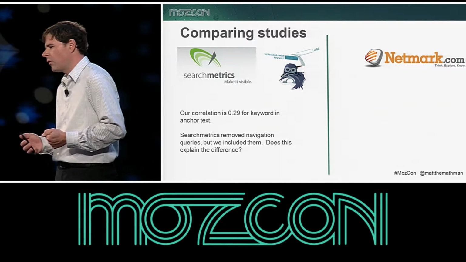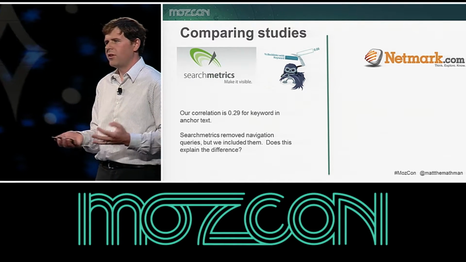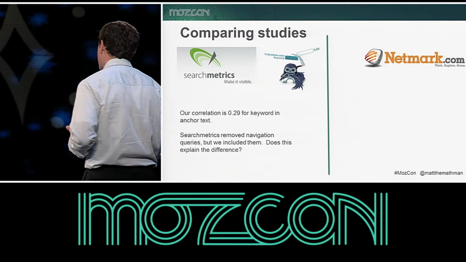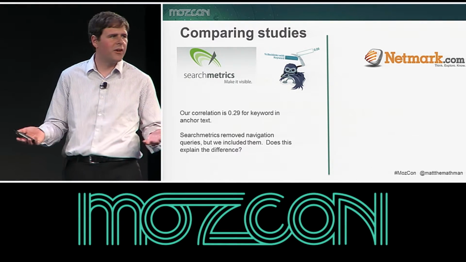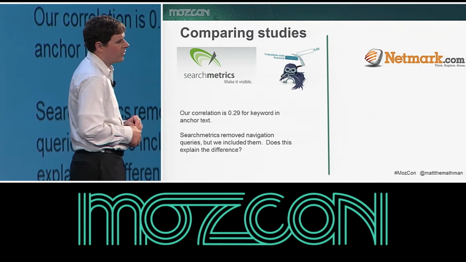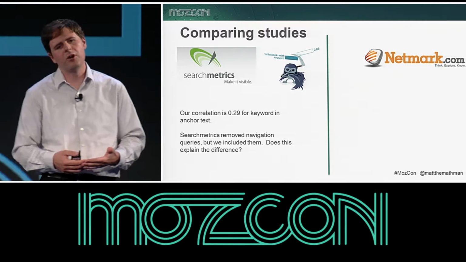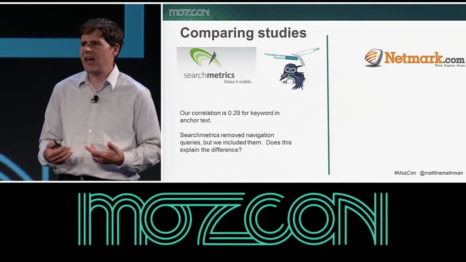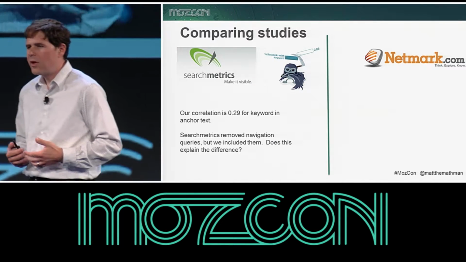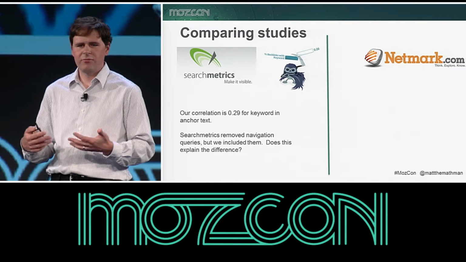They got a correlation value of 0.06 for the percentage of backlinks that include the keyword. This is very similar to our keyword in the anchor text. We have 0.29. We find anchor text is very, very important. And so you ask yourselves, why the difference between the two of these? Well, if you read through Search Metrics' methodology, they excluded what they call navigational queries. This is a query where the user knows the website that they want to go to, but they're using the search engine to actually find the page itself. Many navigational queries are going to be branded queries, and branded queries are naturally going to have a lot of the brand word in the anchor text just organically.